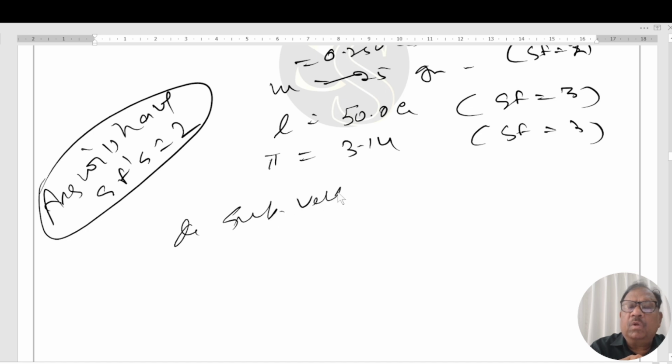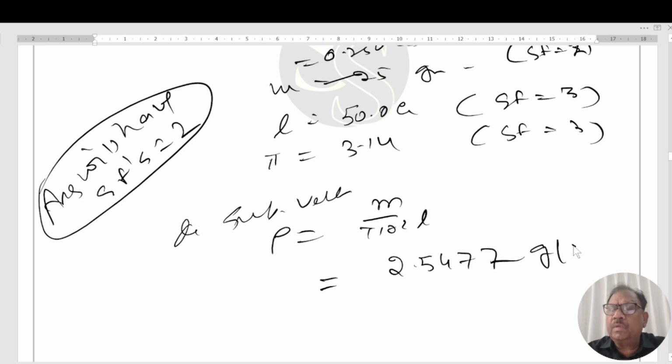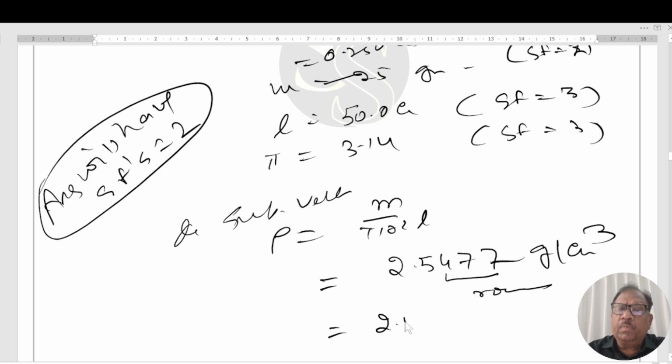On substituting values, density equal to mass upon pi r square l. कैलकुलेशन आप कर लीजिएगा, मैं एग्जैक्ट आंसर लिख रहा हूं: 2.5477 gram per centimeter cube. So on simplification, we have to pick up the answer up to 2 significant figures. This is to be rounded off. So answer will be 2.5 gram per centimeter cube.